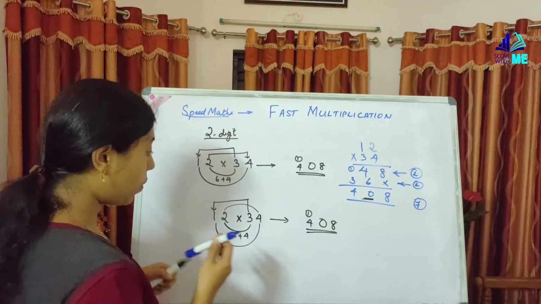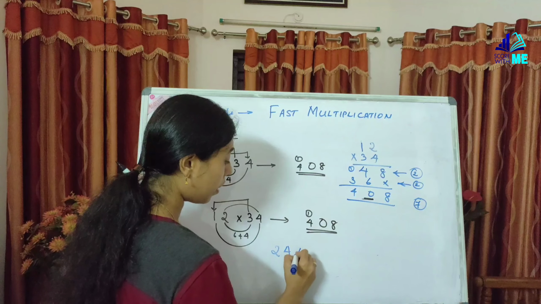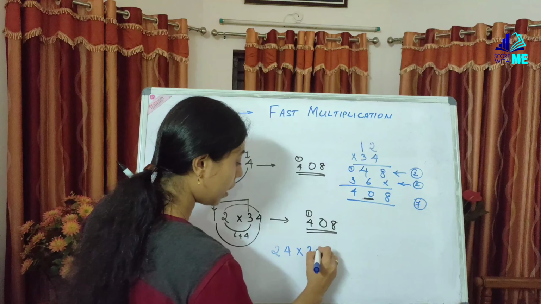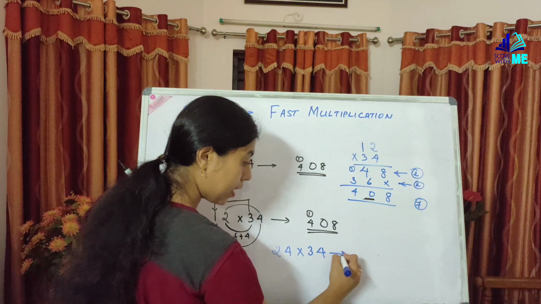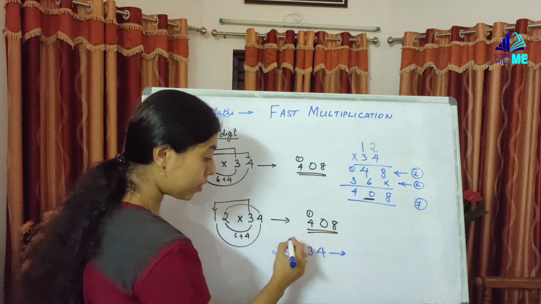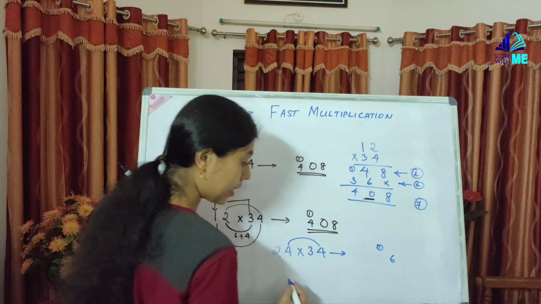We will come with one more question. So we will have 24 into 34. If we require the answer, what do we have? The rightmost digits. So 4 into 4 first, 16. 1 comes as a carry.